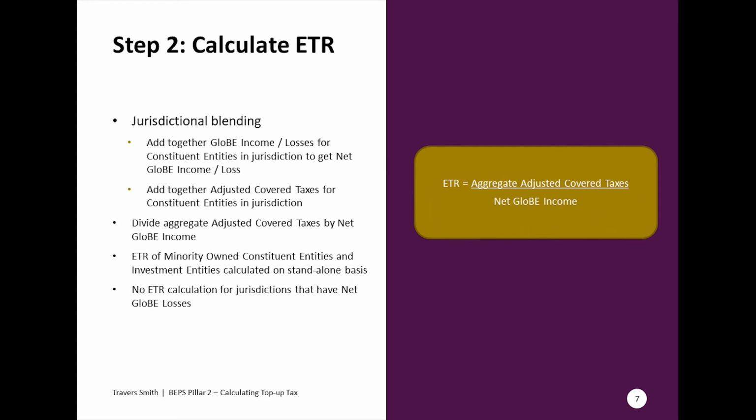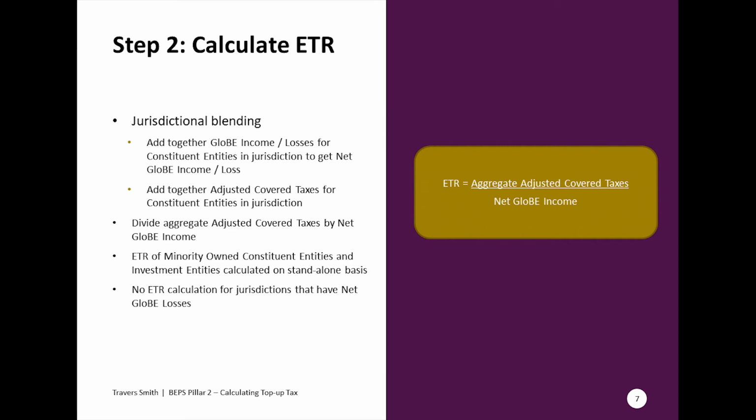The effective tax rate of minority-owned constituent entities and investment entities is calculated on a standalone basis, and the commentary to the rules says that that's because the income and taxes of these types of entities can have a particularly distortive effect. No effective tax rate calculation needs to be done for jurisdictions that have net GloBE losses, although you need to remember that strange rule that we covered a couple of sessions ago, where there can be top-up tax for loss-making jurisdictions where the losses are larger than expected due to a permanent difference between GloBE rules and local tax rules.